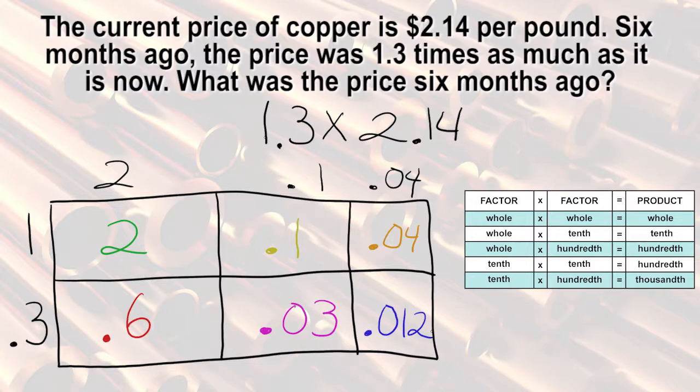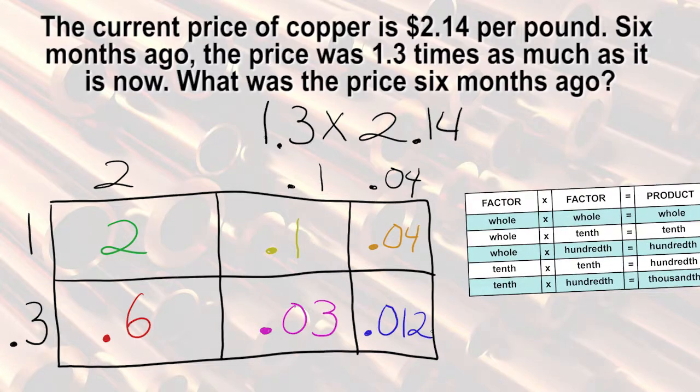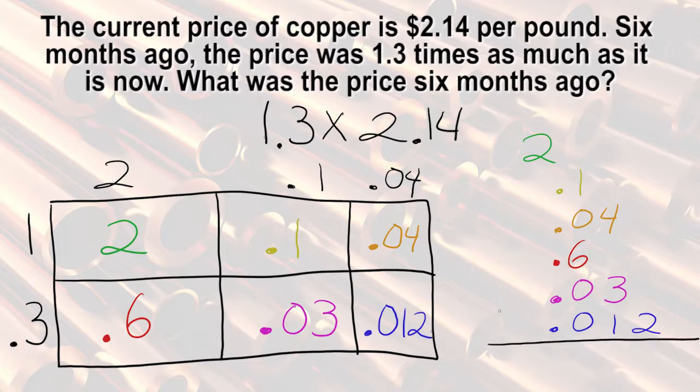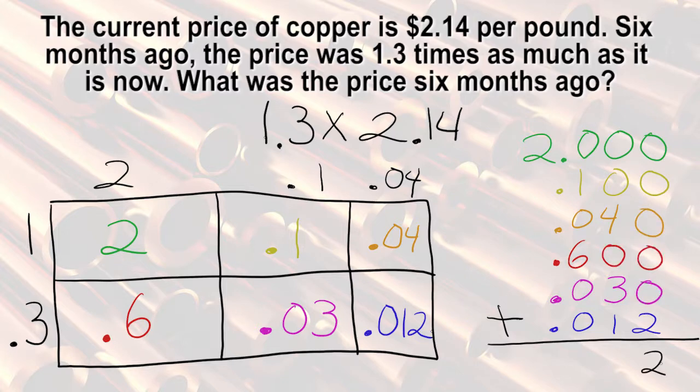To finish calculating the total product of 1 3/10 multiplied by 2.14, we need to total all the partial products together. To do this, we will line up the place value for each partial product. Remember, we can add zeros to the right of a decimal without changing its value. Our sum is 2 and 782 thousandths.